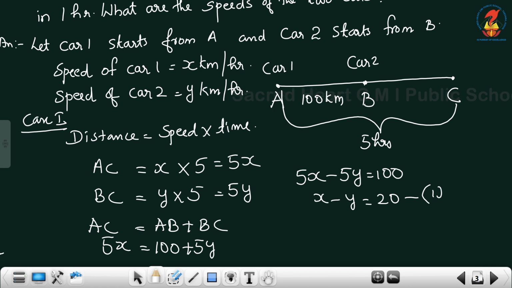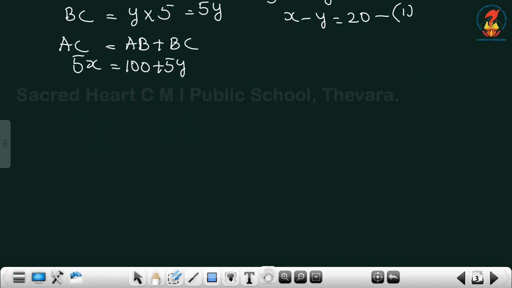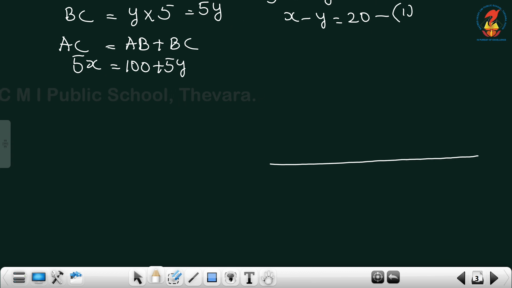Okay, next is second case. Here these two cars travel in opposite directions. This is case 2.